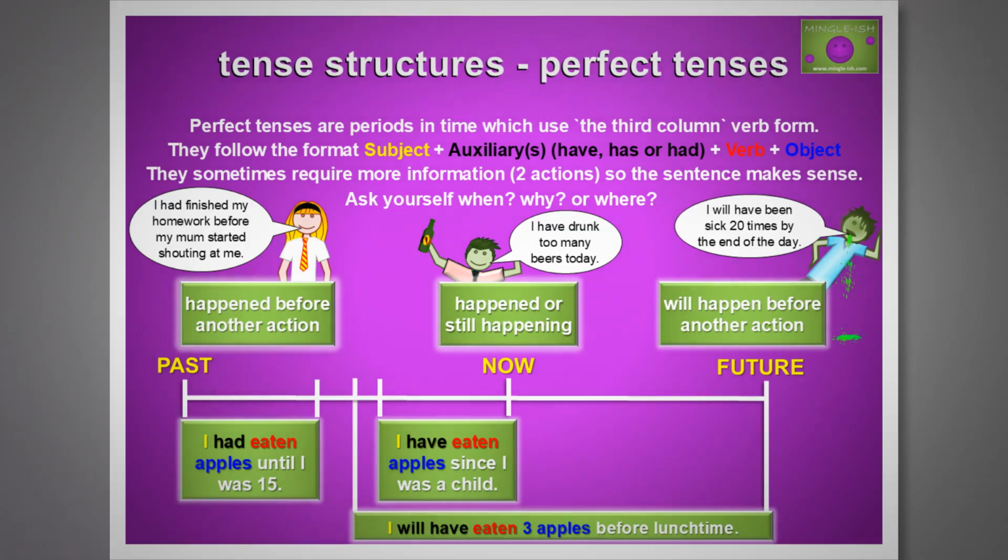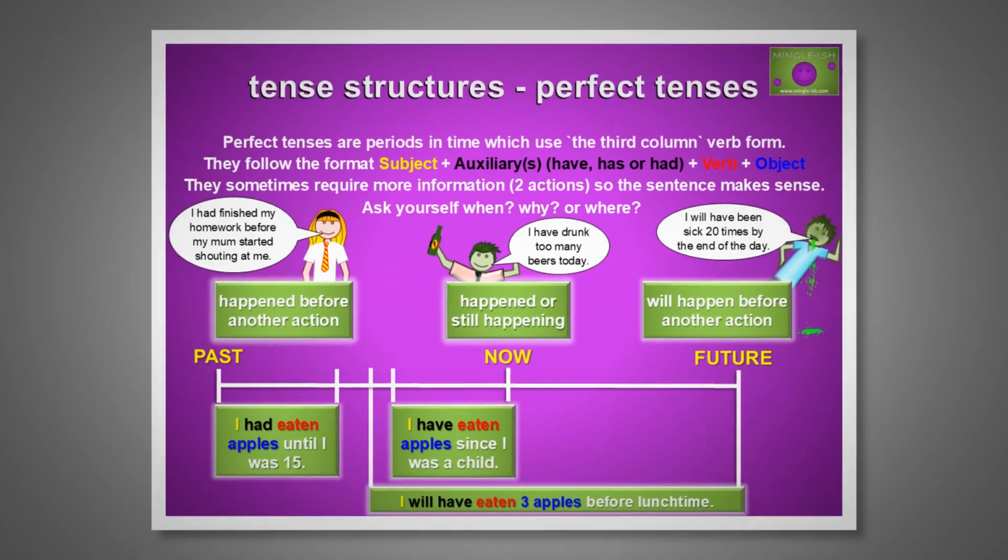For example, I had eaten apples until I was 15. I have eaten apples since I was a child. I will have eaten 3 apples before lunchtime.